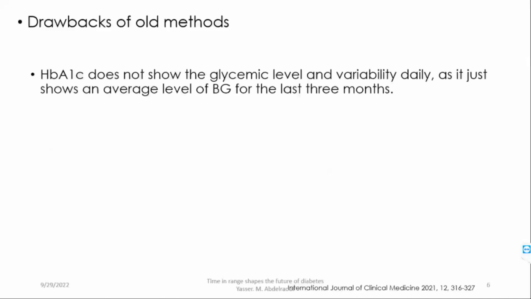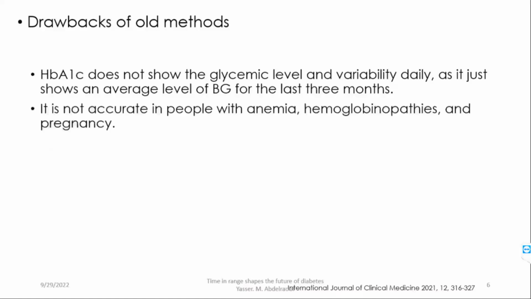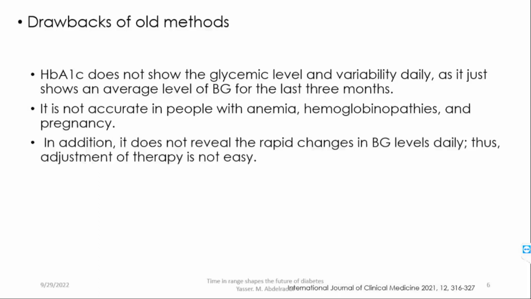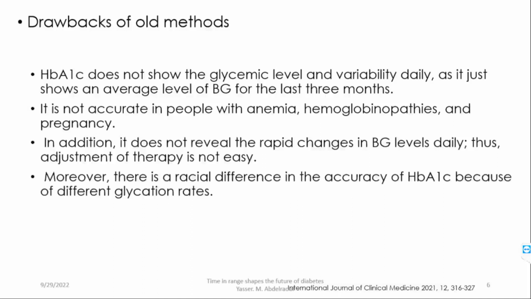These are the drawbacks of the old methods. That's why we need new methods for assessment of glucose monitoring. Hemoglobin A1C, which is the gold standard, as I said, does not measure the intraday variability. That's why we cannot have real glucose measurements to take decisions regarding rapid change of the anti-diabetic regimen. Also, it is affected by some abnormalities like anemia and hemoglobinopathies, and there is racial variation also, which can affect the glycation and the level of hemoglobin A1C.